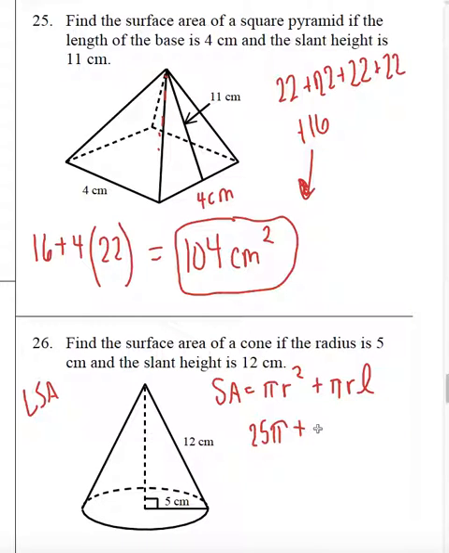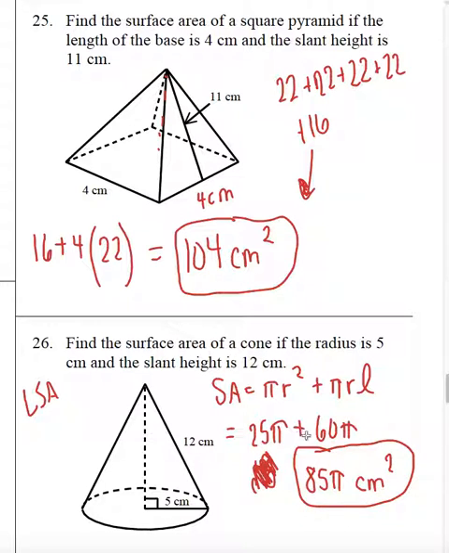So then 12 times 5 would be 60 pi. So then 25 plus 60 is 85 pi. Not times. What am I doing? I'm adding. That's 85 pi. And sometimes I see a plus sign, and in my brain it's a times sign, but I should be adding. So that's it. You just add the pi r squared plus pi r L.